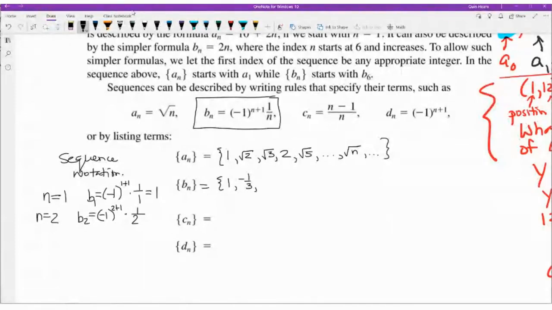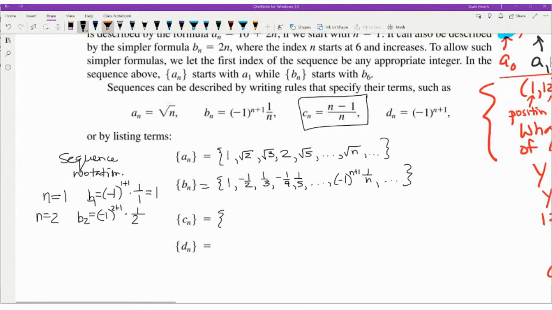What's the third term? B sub 3 is going to be? Good, +1/3. And the fourth term? Good, -1/4, and so on. So this is actually an example of what's known as an alternating sequence when you have the sign alternate like that. Okay, let's look at the C.